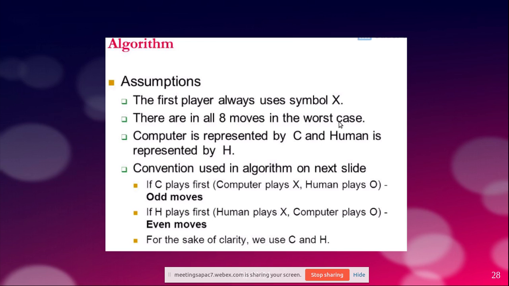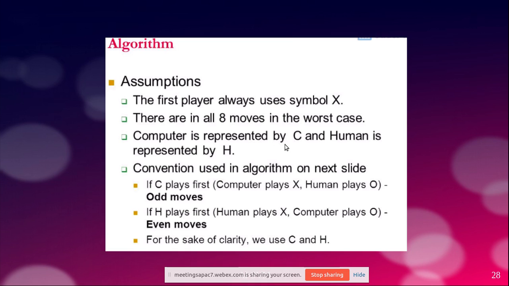There are 8 moves in the worst case. You don't have to make the ninth move, because at most by the eighth move someone can win. If in all 8 moves none of them can win, it only means that the ninth move is going to be a draw. So at the eighth move itself you can declare a draw, because there is no need to place a useless symbol in that cell and then declare a draw.